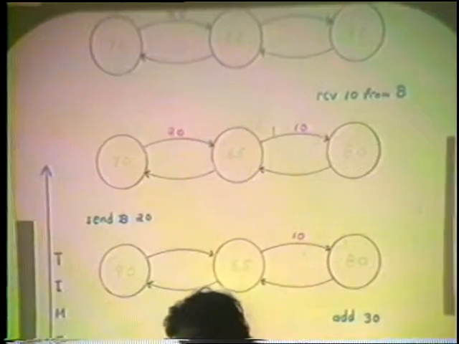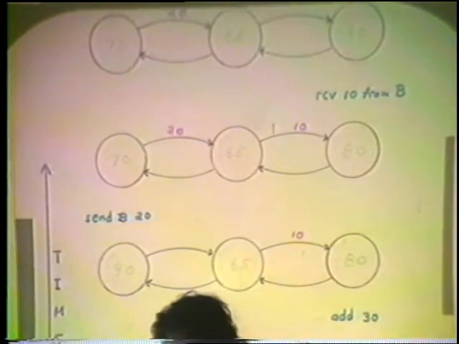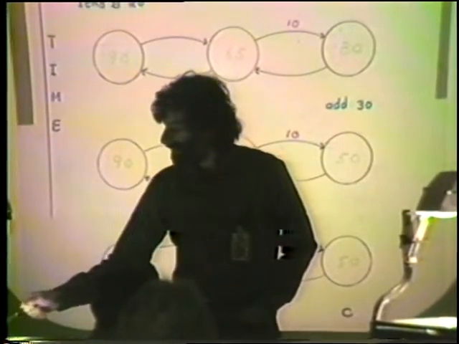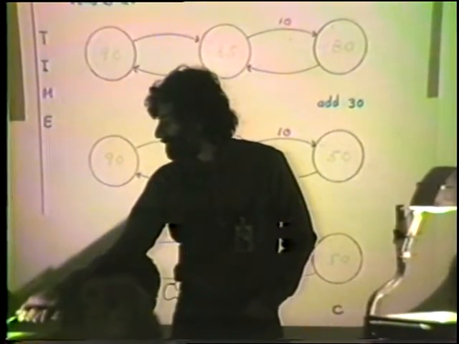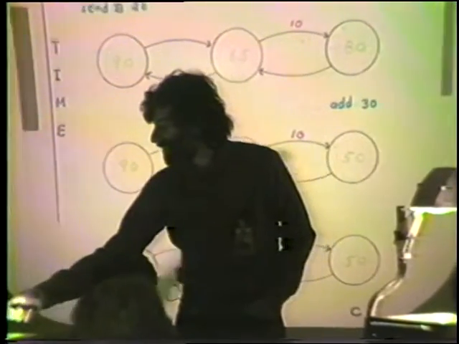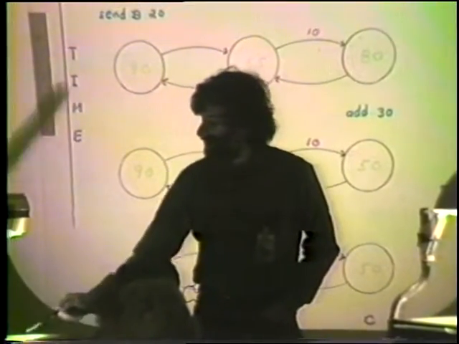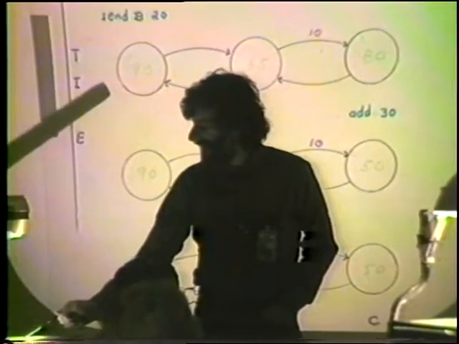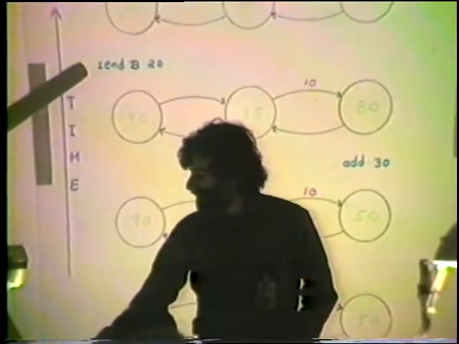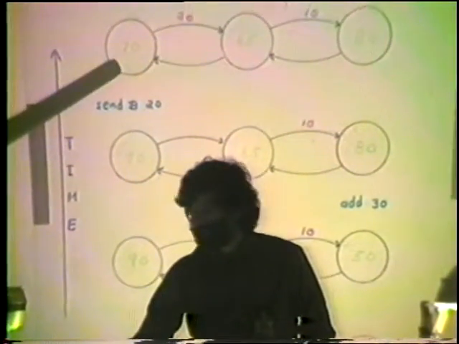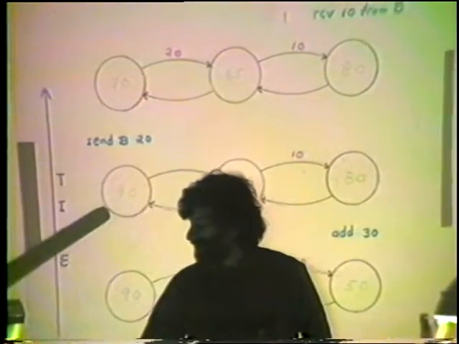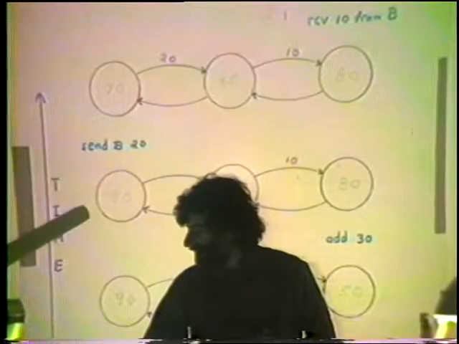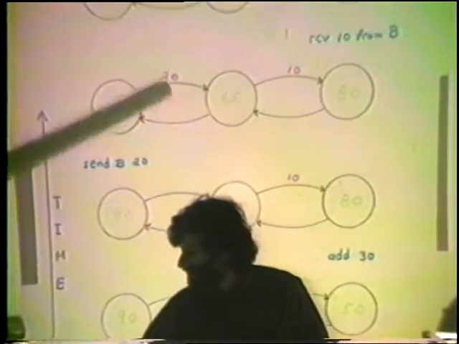The first event that happens is B sends $10 to C. So $10 is debited from bank B, and a $10 message goes out heading towards C. Then the next thing that happens is A sends $20 to B. So this send event causes A's balance to go down by $20 and a $20 message to go on this line.